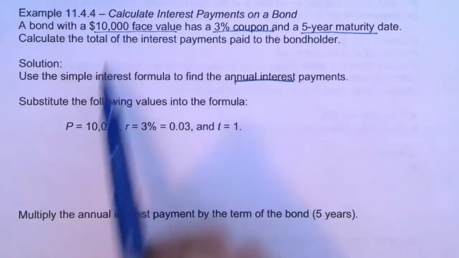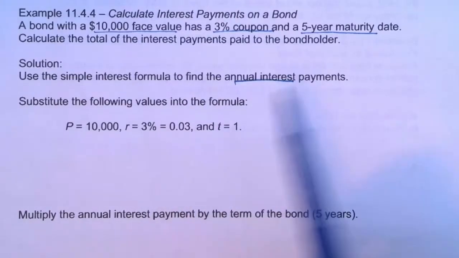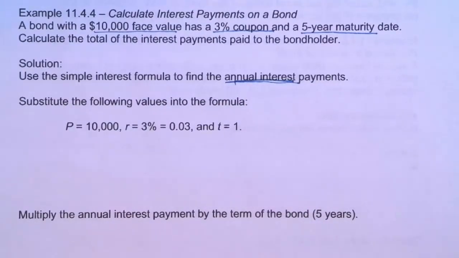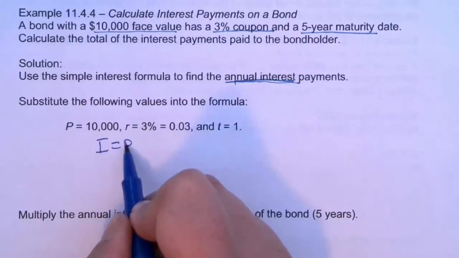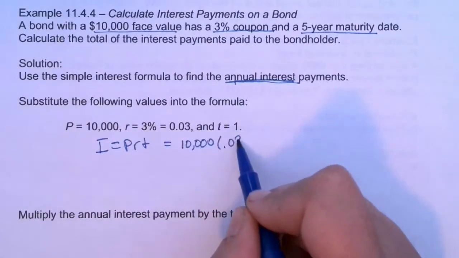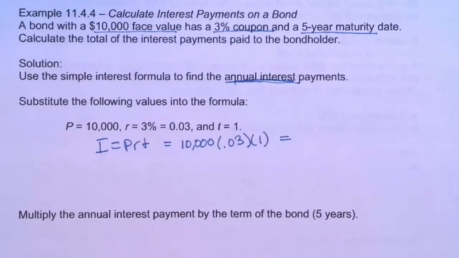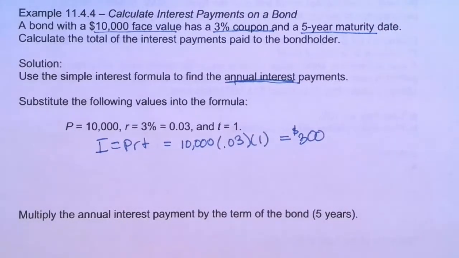So here, P would be our face value, so P would be 10,000. R would be our coupon rate, so 3%. So when we convert that to a decimal, 0.03. And then again, we're doing annual interest payments, so that tells us T equals 1, or N equals 1, same thing. So when we plug this in, we're going to use I equals PRT, so 10,000 times 0.03 times 1, and when we plug all of that together, we get $300. So that means we get $300 each year based off of this bond.